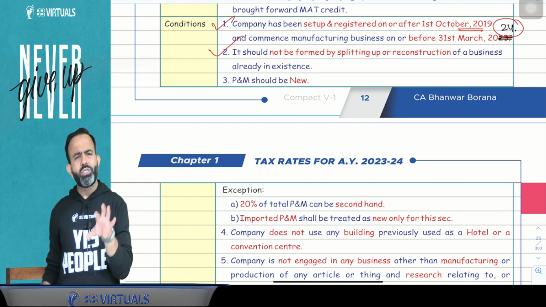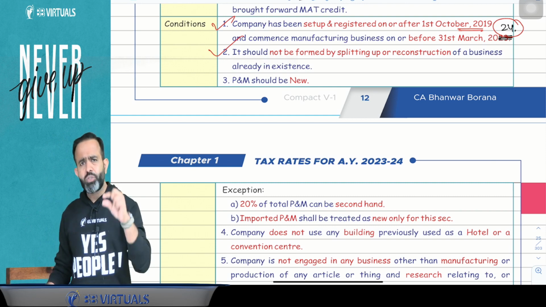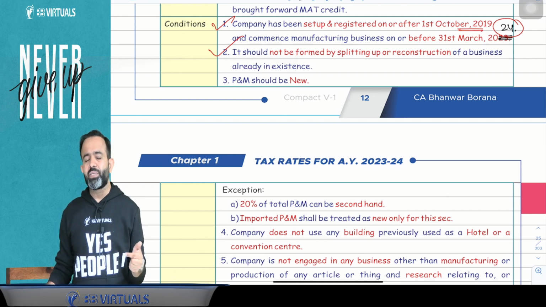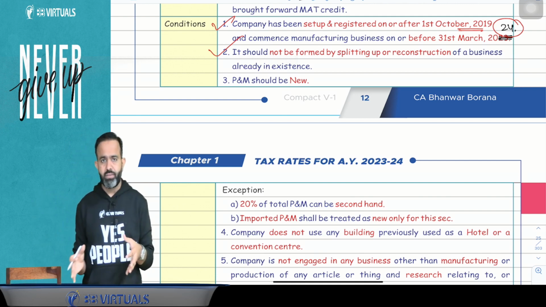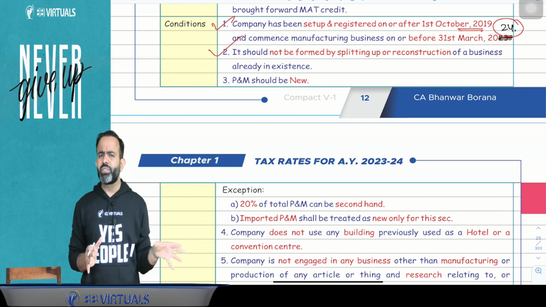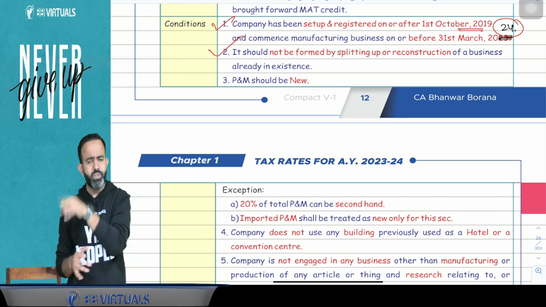Second condition, business should not be split up or reconstruction of your existing business. It means that business should be a new business. It should not be like internal reconstruction and all. Here that manufacturing business should be a new business.